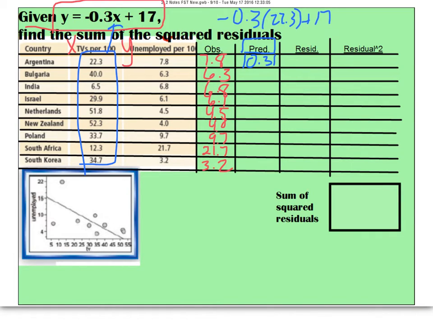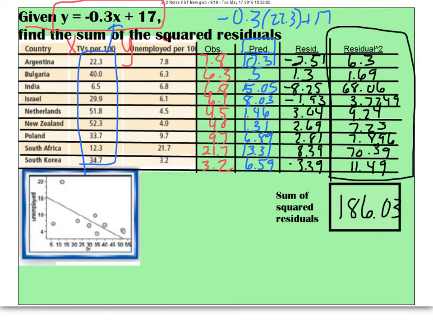Okay, now let's do the residual. Observed minus predicted would be negative 2.51. Now I'm going to square that number. If you square negative 2.51, you get 6.3. Now I'm going to do that same thing for the rest of the countries. Once we have done that for all of these countries, we're going to take this total and add it up, and that's the sum of our squared residuals.